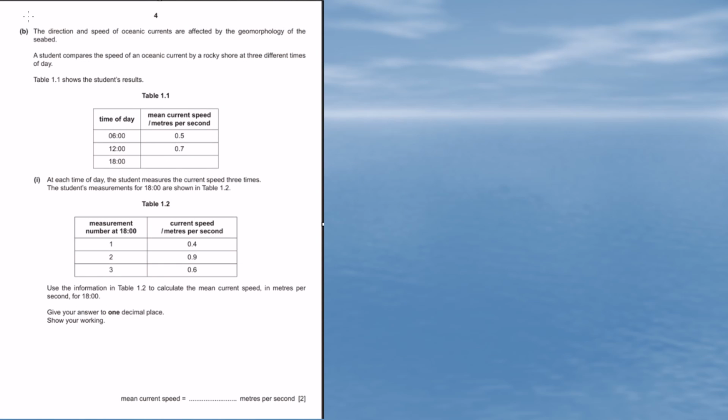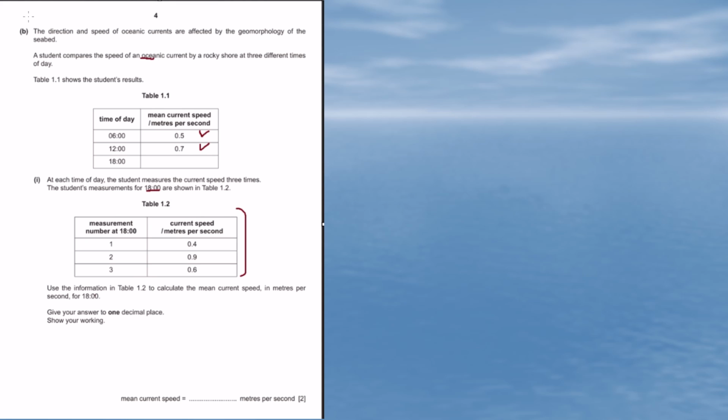Right. This is one of the questions where they show us that the direction and speed of oceanic currents are affected by the geomorphology of the seabed. And a student compares the speed of an oceanic current by a rocky shore at 3 different times a day. Here you see, first at 6 o'clock he gets this, and at 12 o'clock he gets this, and at 18 we haven't calculated yet. We're told our measurements for 18 are here.